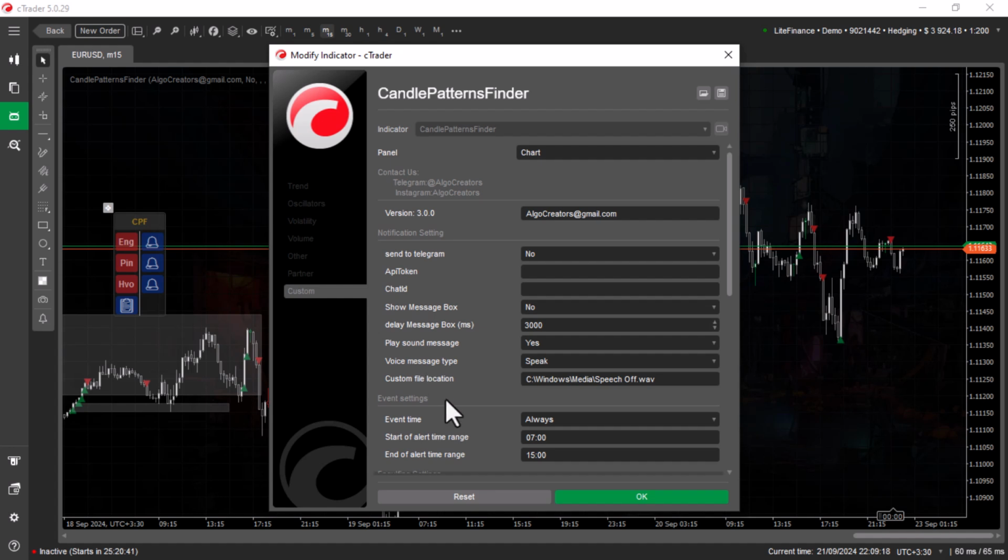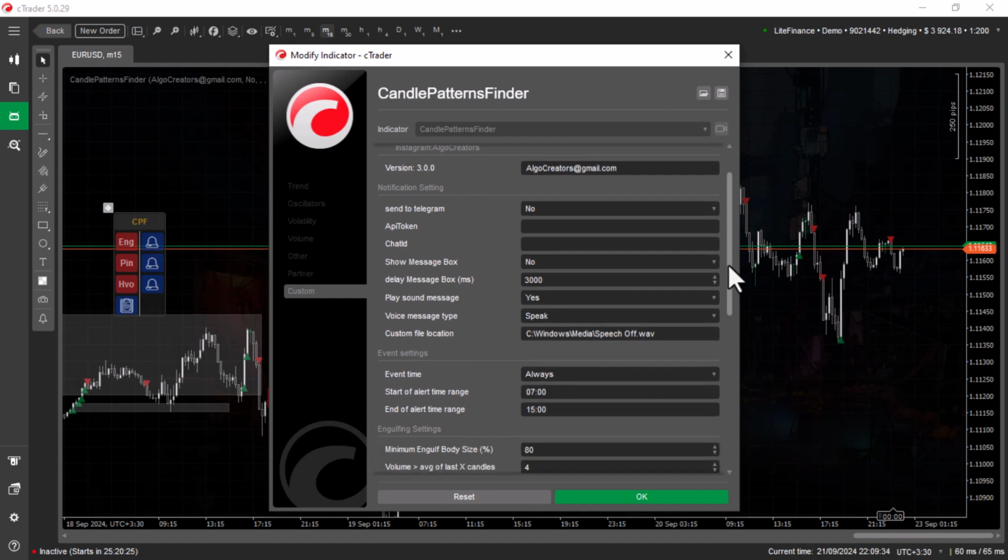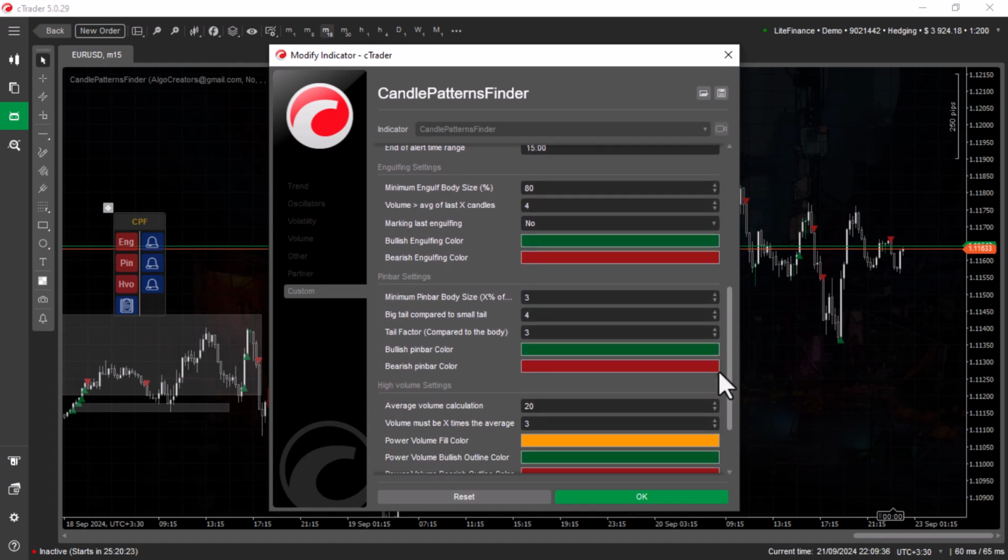In the notification settings and event settings sections, you can configure when and how alerts are displayed. These settings are consistent across all my indicators, and I've explained them in previous videos. To keep this video engaging, I will move on to the next parts.